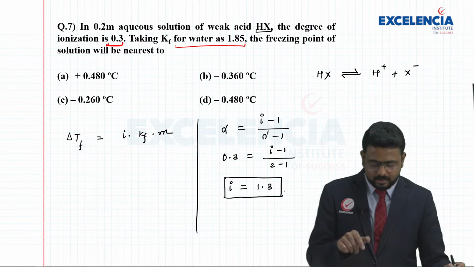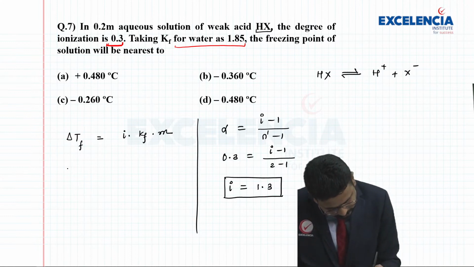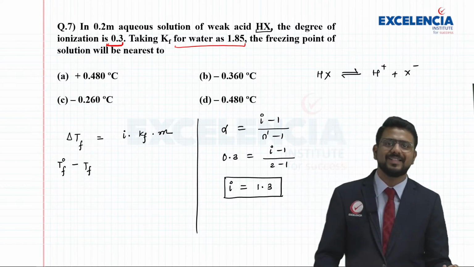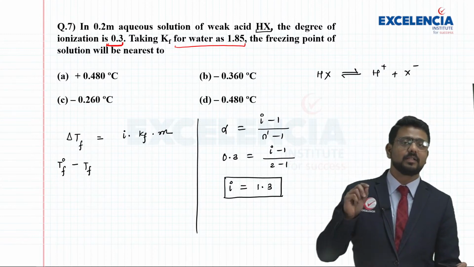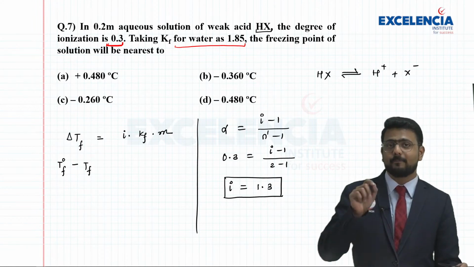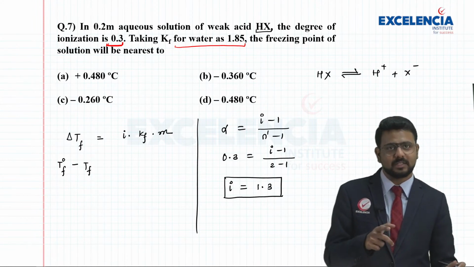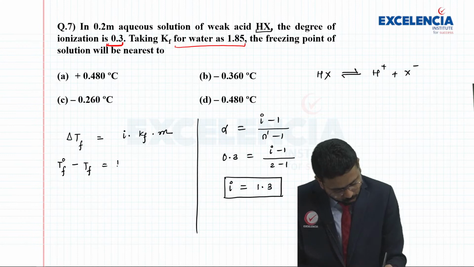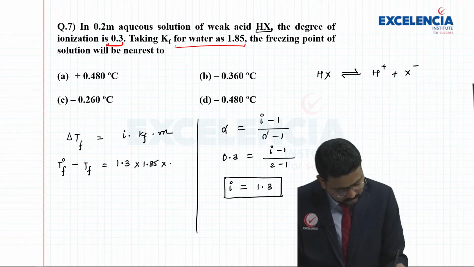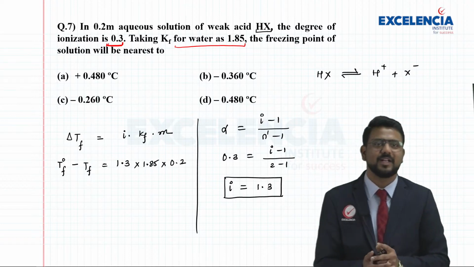So, if you know the value of i, let's plug in the value here. So, delta Tf will be equal to T0f minus Tf, because there is depression in freezing point. Now, T0f is nothing but the freezing point of pure solvent, right. So, T0f minus Tf is equal to 1.3 times 1.85 times, obviously molality is given as 0.2, yes or no.